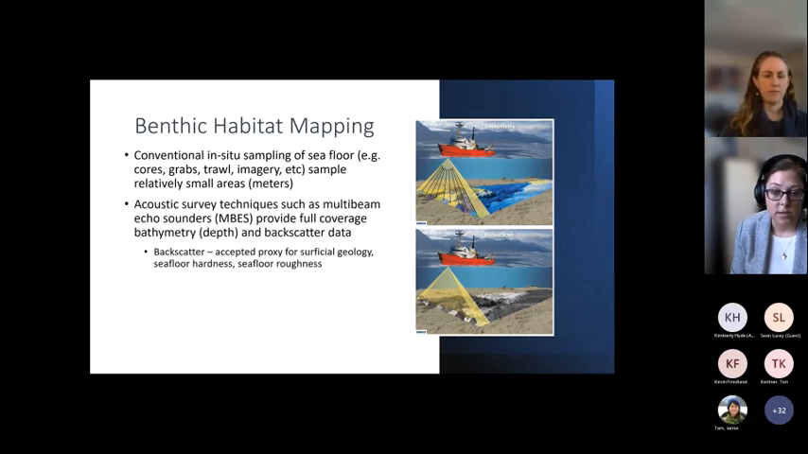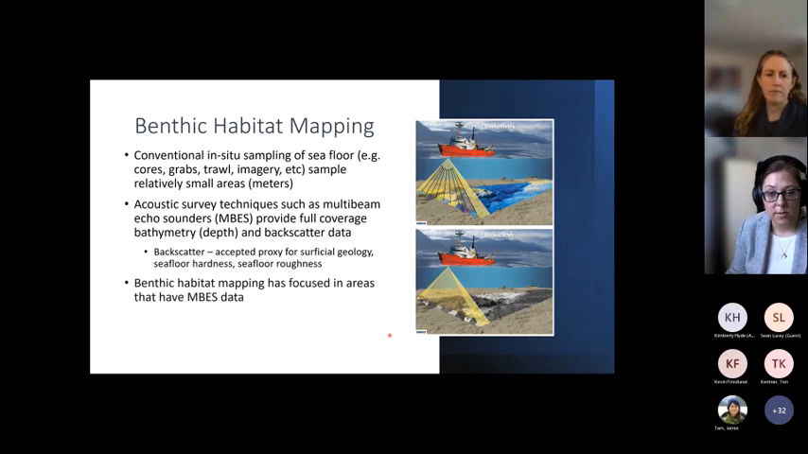Then came the advent of acoustic survey techniques, and in particular multi-beam echo sounders, also referred to as MBES, in the mid-1990s. And since then, these systems have been increasingly used for benthic habitat mapping since they provide full coverage bathymetry and backscatter data. So the multi-beam systems emit sound waves in a fan shape beneath the ship's hull, and the amount of time it takes for the sound waves to bounce off and return to the receiver is used to determine the water depth, whereas backscatter is another measure of energy obtained from the echo intensity, and it will be dependent on the composition of the seafloor and the operating frequency of the multi-beam system. And the backscatter can really provide valuable information as a proxy for seafloor geology, seafloor hardness, and seafloor roughness.